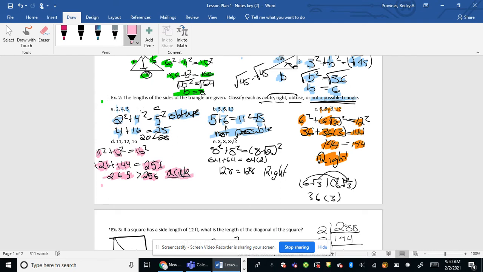All right, last one in this example. So we have 8, 8, and then 8 root 2. So same as always, 8 squared plus 8 squared equals 8 root 2 squared. So 8 squared is 64, so we have that twice. And then just like when we did 6 root 3 down here, when we have 8 root 2 squared, we're going to multiply it by itself. So the 8's multiply and we're left with 64. The root 2's multiply and we were left with 2. So then we have 64 times 2, which if we multiply that out, we'll get 128, and 64 plus 64 is 128. Therefore, we have another right triangle.